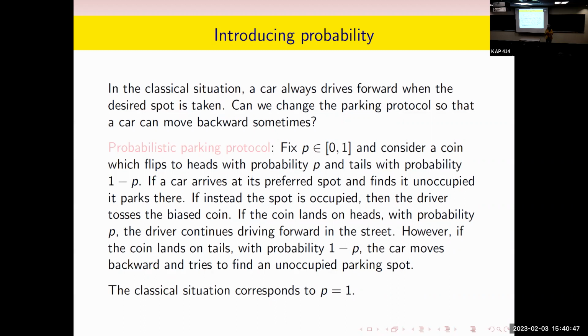So the idea is that when a car enters the street, it does not only carry with itself a preferred spot, but also a preferred direction. The reason we use the same fixed p is that it is easier to implement in data science, because we use random bits to store the information for a car. If the car has a preferred direction, we just need one bit of information to store that direction. And the classical situation corresponds to p.